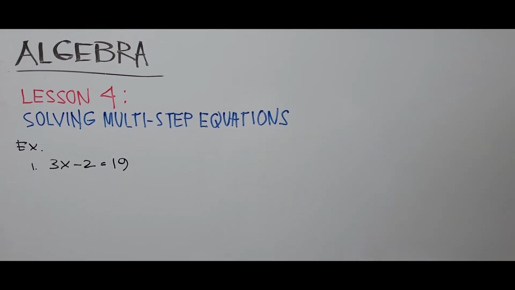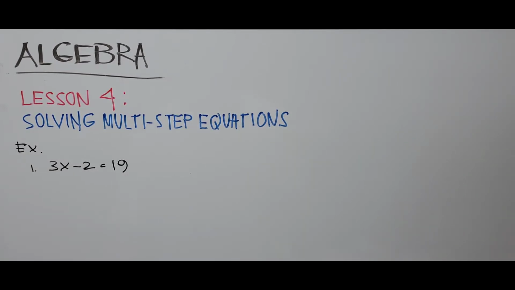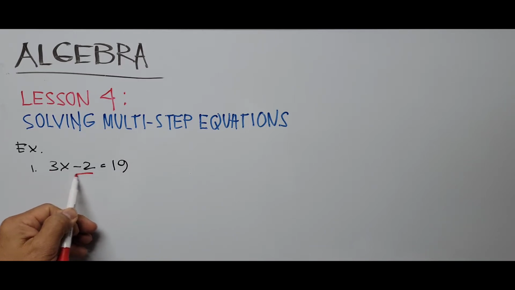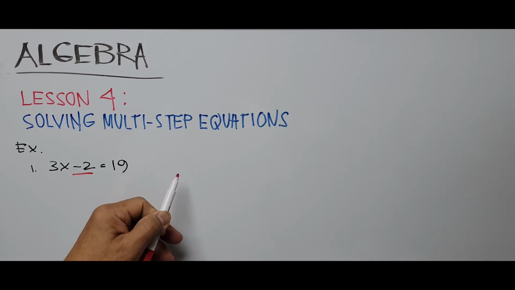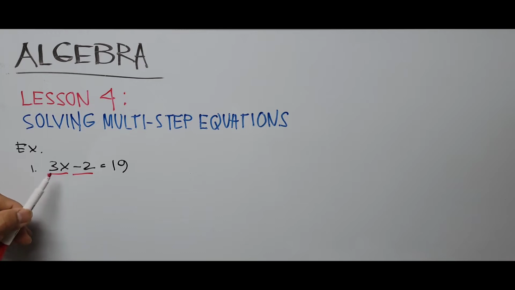Now we have the first example right here. Number 1 is 3x minus 2 equals 19. If you can see, we have the variable and the constant on the left side. So the first step we do is separate the constant, move it to the right, and the next thing we do is remove the coefficient of the variable. So that's 2 steps. So let's do it.